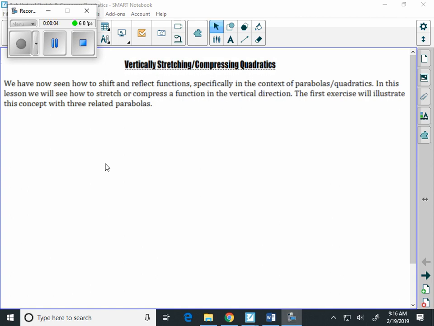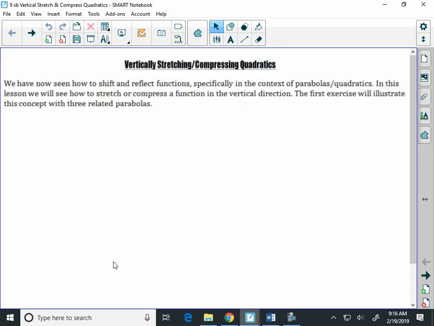Today we're going to look at vertically stretching and compressing quadratics. So far we've talked about shifting, moving the graph right, left, up, and down. Then we talked about reflecting the function. We either reflected the graph over the x-axis or over the y-axis. And specifically we're relating these to quadratics, to parabolas, the U-shaped curve.